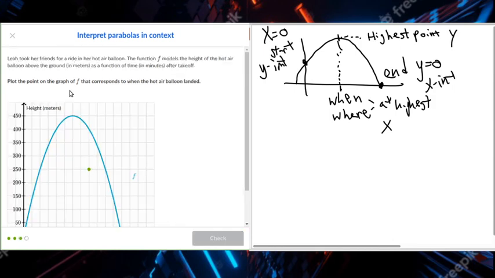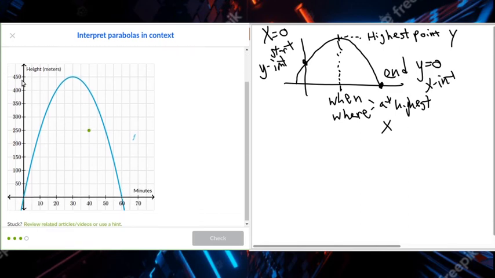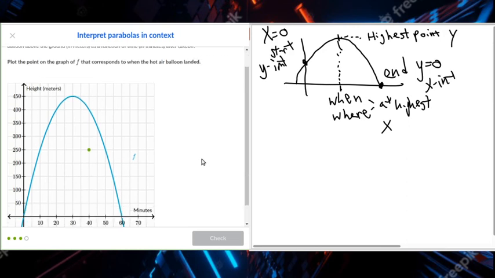Leia took her friends for a ride in her hot air balloon. The function f models the height of the hot air balloon above the ground in meters as a function of time in minutes after takeoff. So this is how high the balloon is, and this is how much time. So she goes up in the balloon, and then she comes down in the balloon. Sounds like a fun ride. So let's see what we're supposed to do.